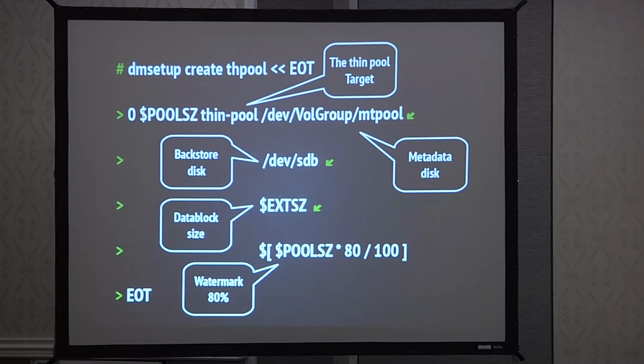It uses the thin pool target, and it will use /dev/vol_group/empty_pool as the metadata device, and /dev/SDB as the backstore. The extent size is the size of the data block, and we have here the watermark. So if we use more than 80%, udev will be notified. We can put anything else here, so it can be more than 80, can be less.